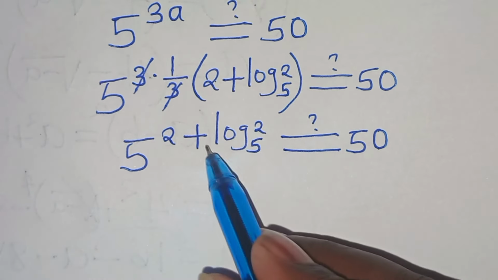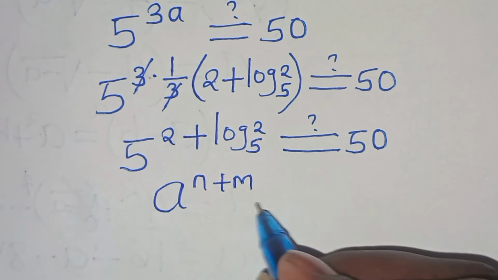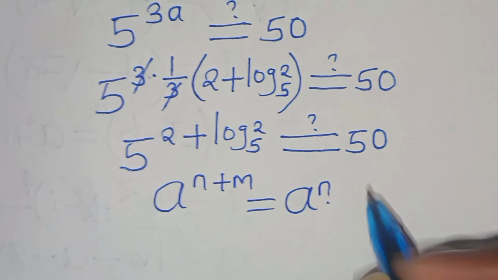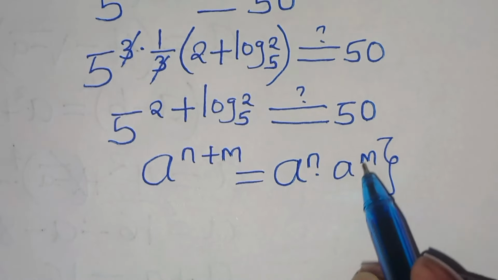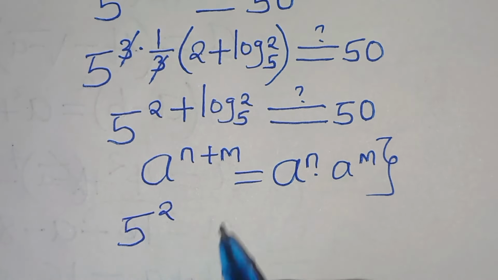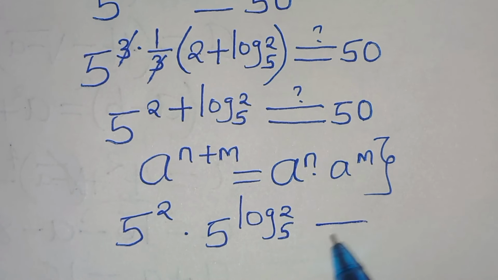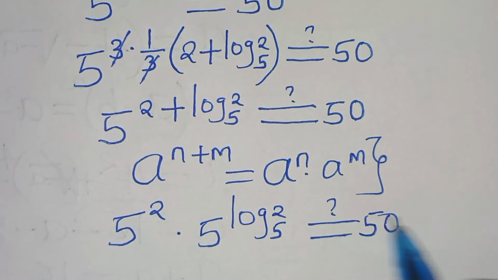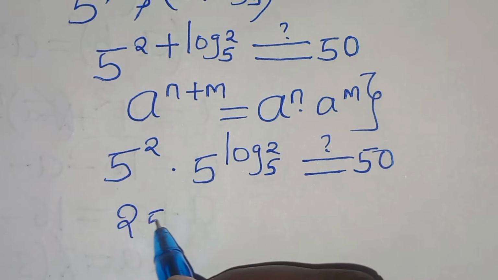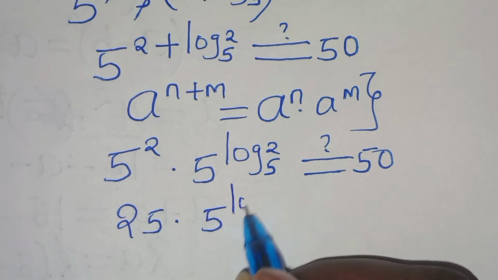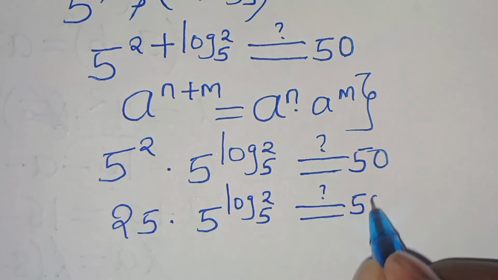5 to the power of 2 plus log 2 to base 5 is in the form of a to the power of n plus m, which can be expressed as a to the power of n times a to the power of m. So let's apply this exponent property, so that we have 5 to the power of 2 times 5 to the power of log 2 to base 5. This is supposed to give us a value of 50. 5 squared is 25, multiplied by 5 to the power of log 2 to base 5.